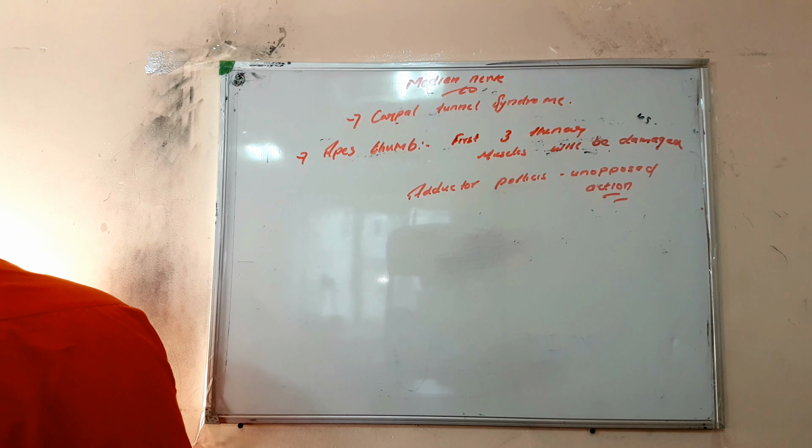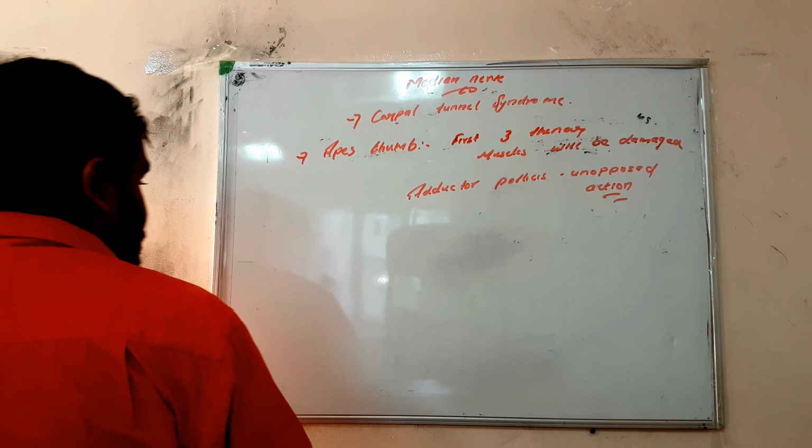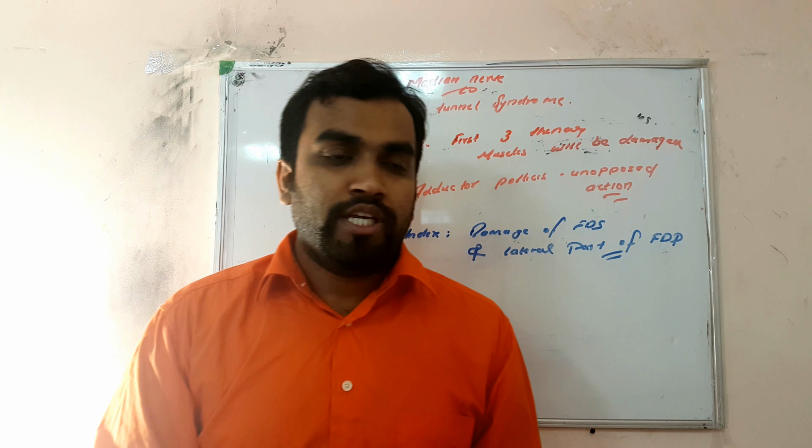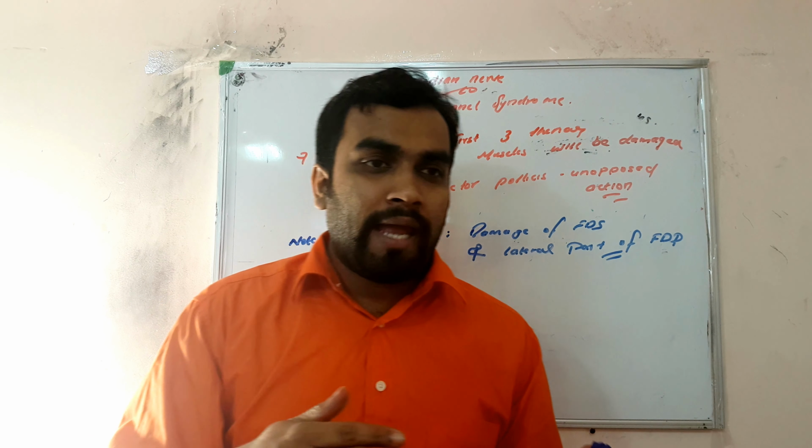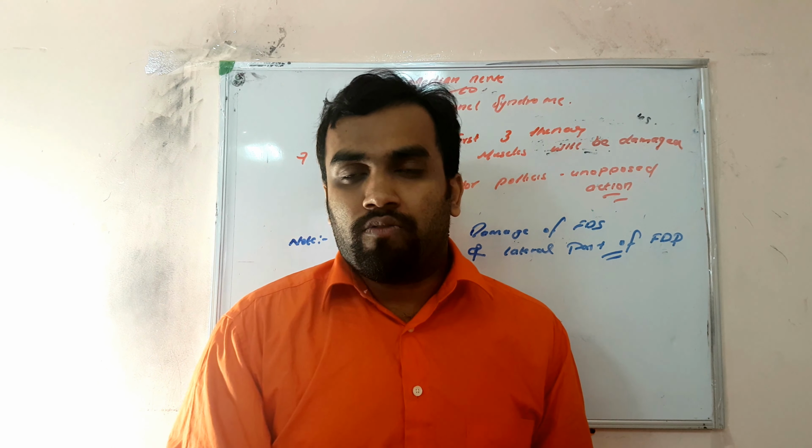Okay. Now there is one more phenomenon known as pointing finger or pointing index. Okay. So it is not about the median nerve, I am just adding here. It is due to damage of FDS and the lateral part of FDP. So it is asked in competitive exams. Remember pointing index: pointing index finger is due to damage of FDS and the lateral part of FDP. So these are the things you have to remember about the ulnar and median nerve. Okay, next we'll see about the radial nerve.